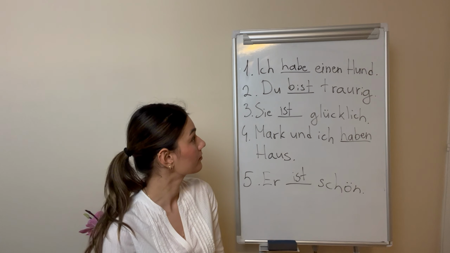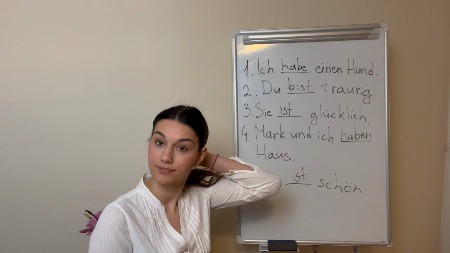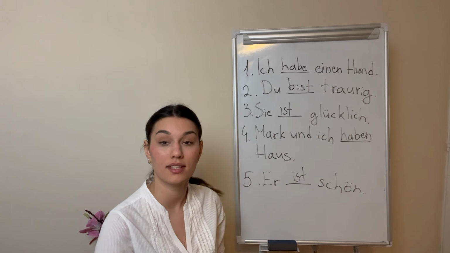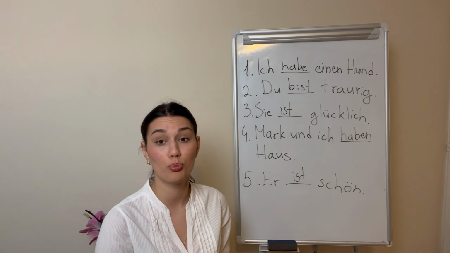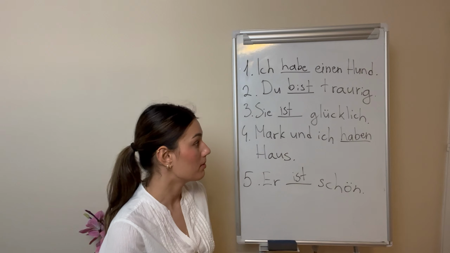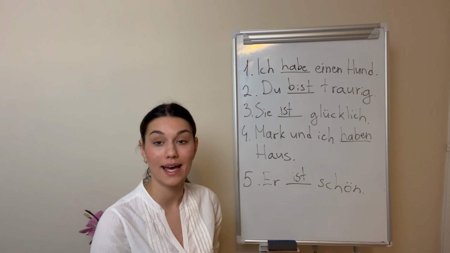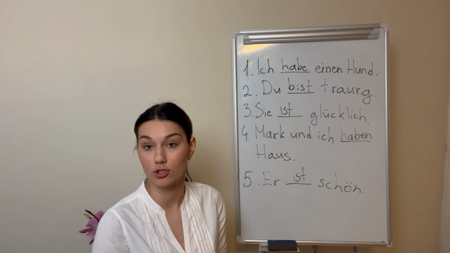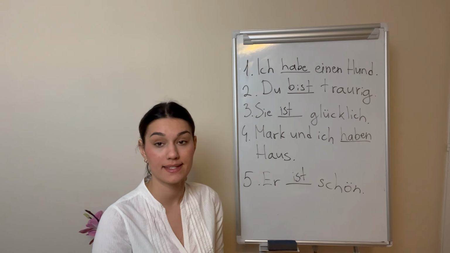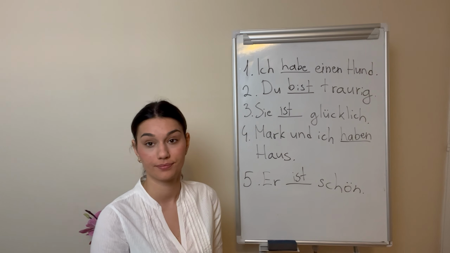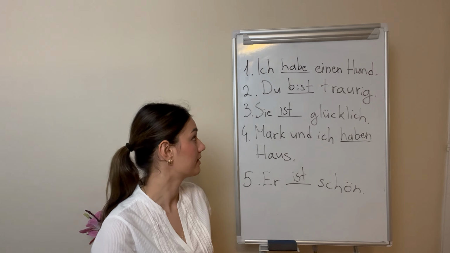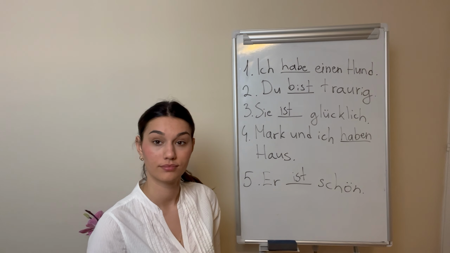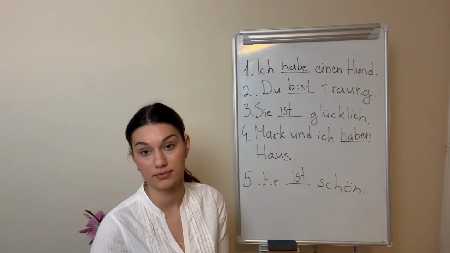Good. The next sentence. Du bist traurig. So I believe this is a new word that will be translated as sad. Repeat after me. Traurig. Sad. Traurig. Okay? And this sentence, can you translate it for me? You are sad. That's right.